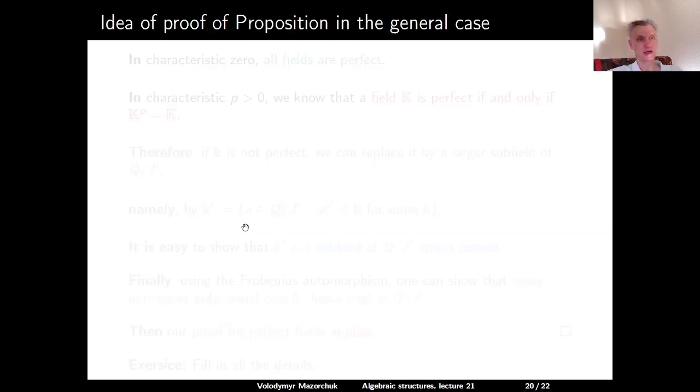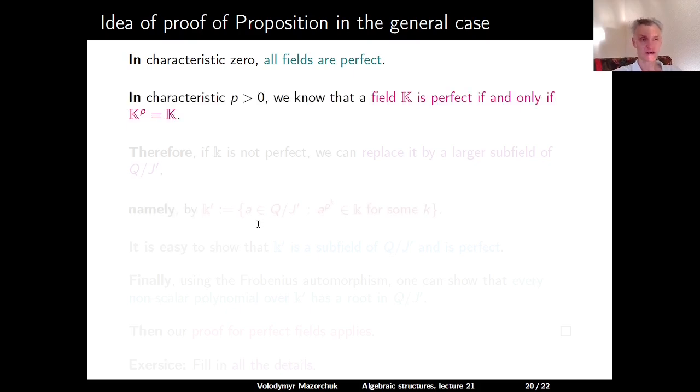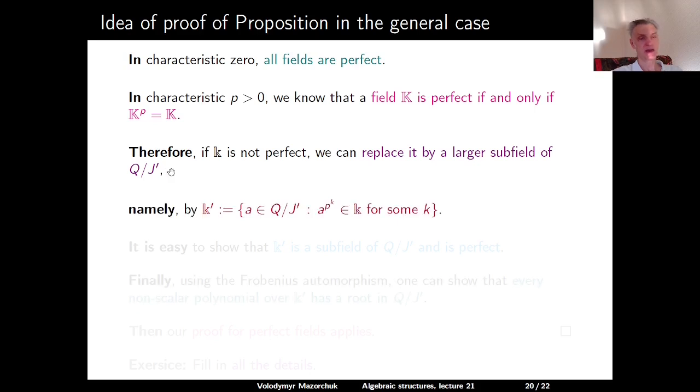And here's an idea how one can extend this proof to the arbitrary case. That's some technical work which we will not do. To start with, in characteristic 0, all fields are perfect, so the characteristic 0 case is done. And in positive characteristic, in characteristic p, a field K is perfect if and only if its pth power is equal to K. So therefore, if our field is not perfect, we need to replace it by a larger subfield of Q divided by J prime, which we define in the following way.